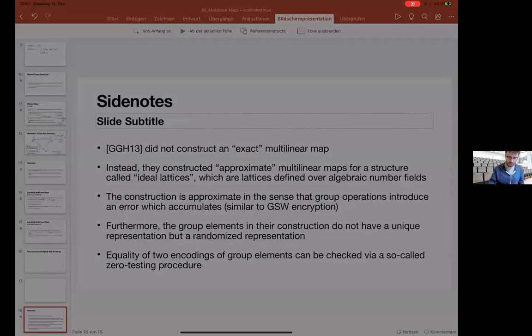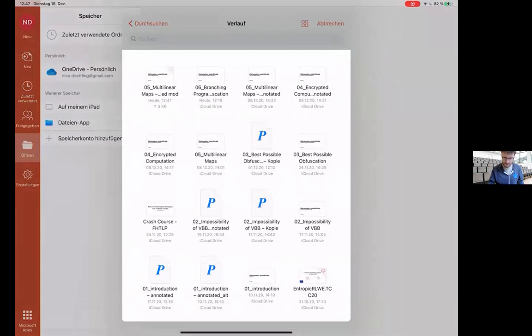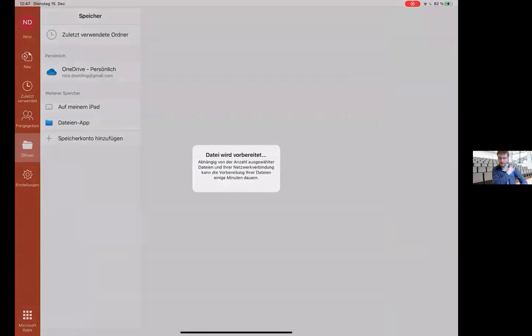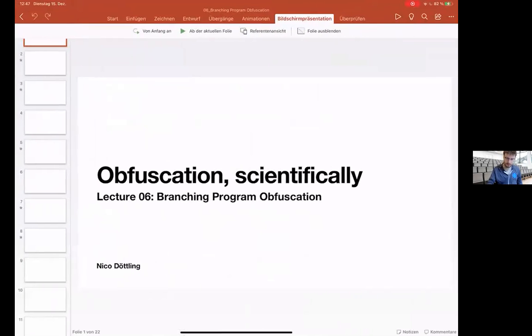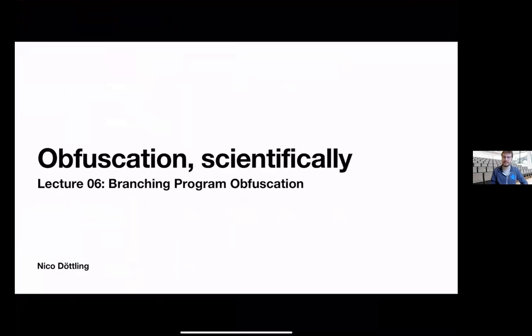Now let's go to today's lecture, already 17 minutes in. Namely, today we will talk about branching program obfuscation. Okay, now we have this tool of multilinear maps. Now we want to do obfuscation with it.